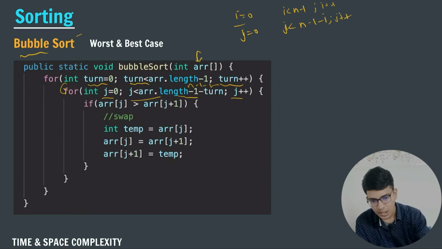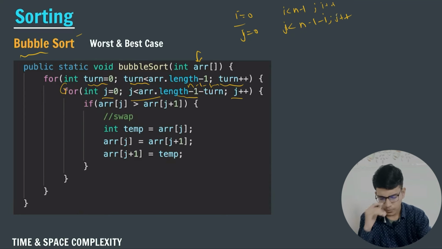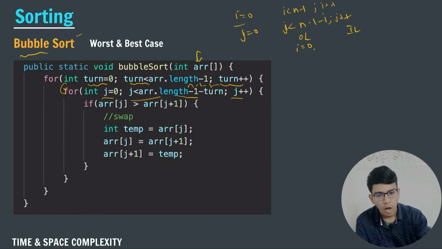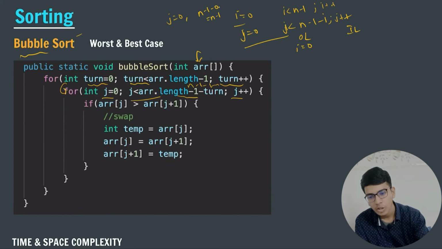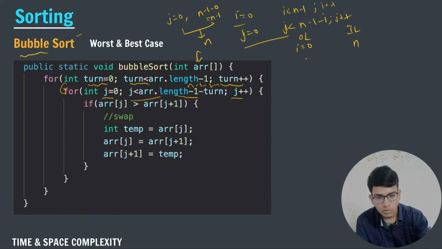Now let us understand how many operations I am going to perform at each iteration. When i is equal to 0, this is my outer loop, this is my inner loop. When i is equal to 0, how many times am I running my inner loop, from j is equal to 0 to n minus 1 minus 0? So n minus 1 times, roughly n times. When i becomes 2, my inner loop work will be n minus 1 minus 2.